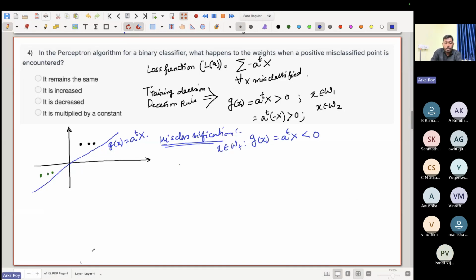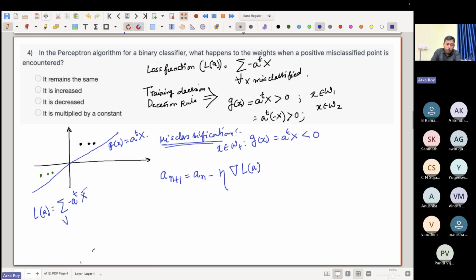So if you're doing some sort of misclassification, you have to update your weights. So that means your weight updation equation would be the same as what we have seen in case of gradient descent. So this would be eta multiplied with gradient of L of A. So we have to take the gradient of L with respect to A. Now for misclassification, your L of A is basically minus A transpose X.